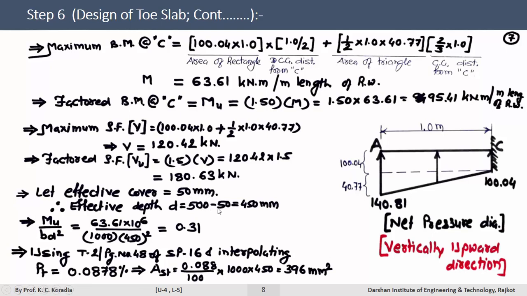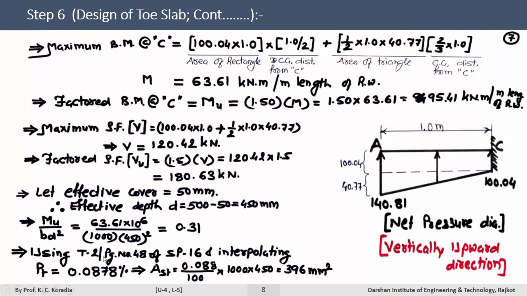Therefore, effective depth will be equal to 450 mm. The value of Mu upon b d square, where Mu is 63.61 into 10 raised to 6, which I have converted from kilonewton meter into Newton mm, divided by 1000, which is the length of retaining wall, into 450, the effective depth of retaining wall, squared. This value comes out to be 0.31.